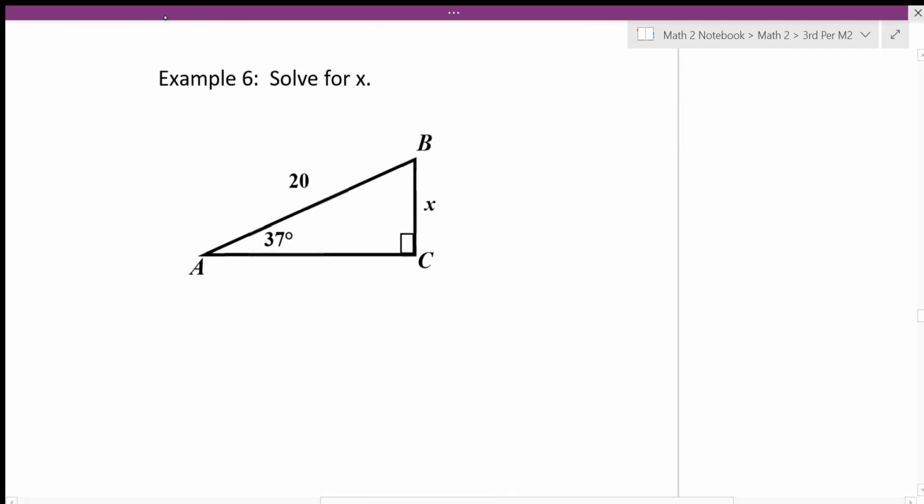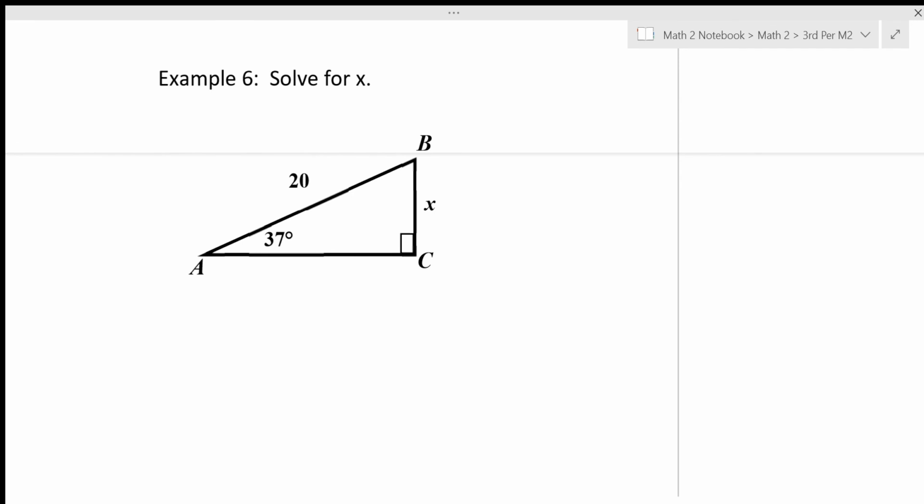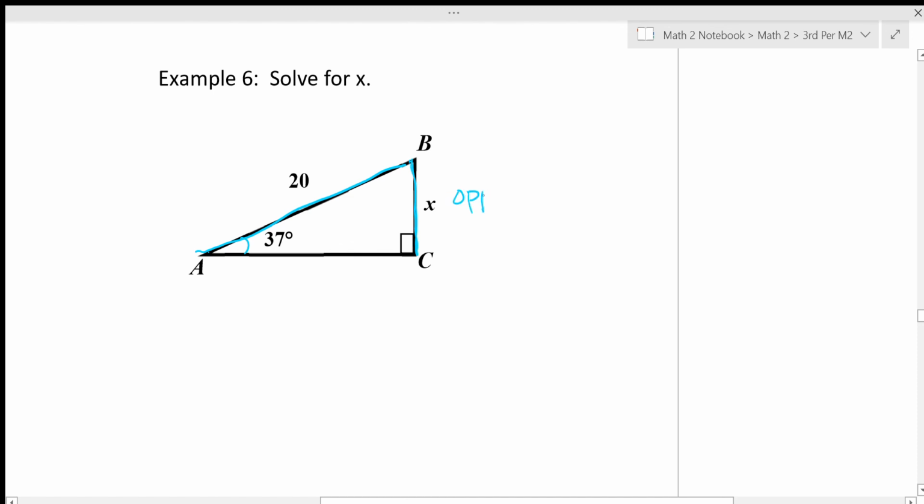Alright, our last example here, example 6. Gotta get this done in 20 minutes. We've got an angle, we've got the hypotenuse, which is this side AB, and then we've got this side x, which is opposite of this angle. So if we have the opposite and the hypotenuse, SOHCAHTOA, we're going to use sine. So sine of that 37 degrees equals the opposite over the hypotenuse.